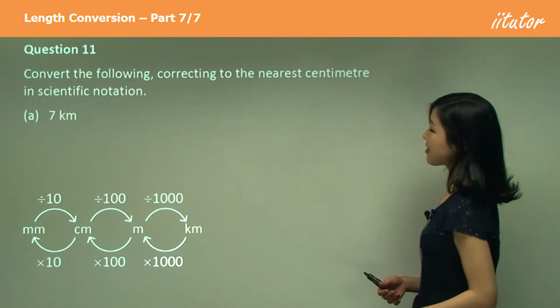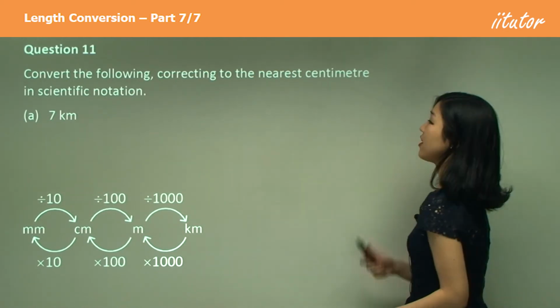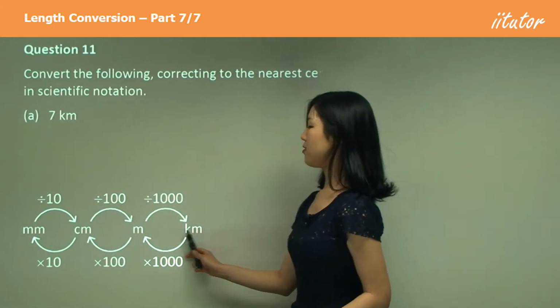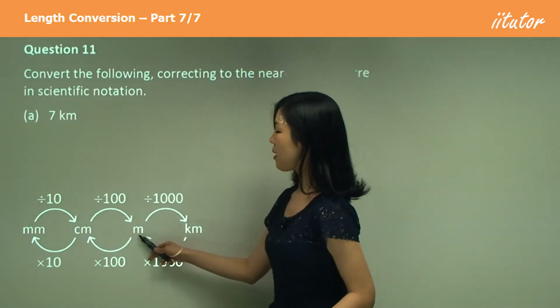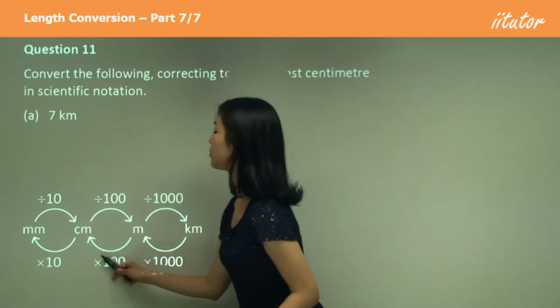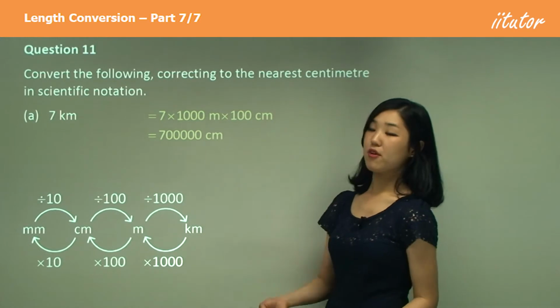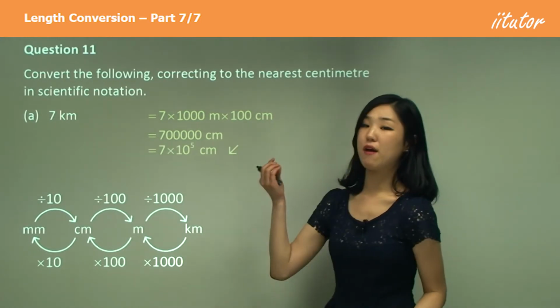Convert correctly to the nearest centimetre in scientific notation. Centimetres. So kilometres to centimetres. Kilometres to centimetres, we need to multiply by 1,000 and we need to multiply by 100, like that. Which means we get 5 zeros after the 7, so 7 times 10 to the power of 5.